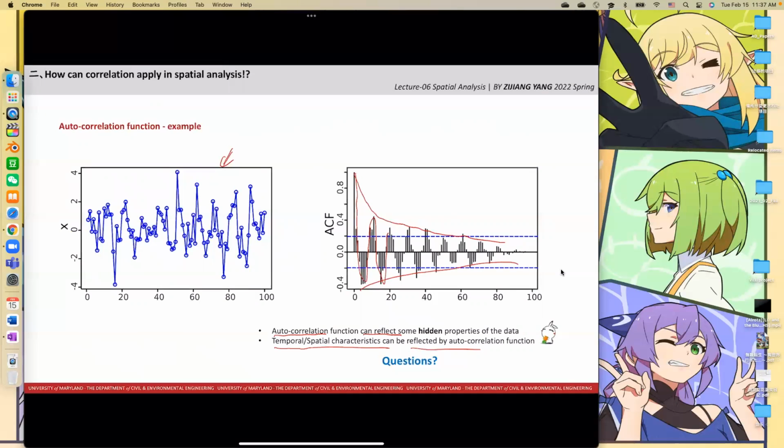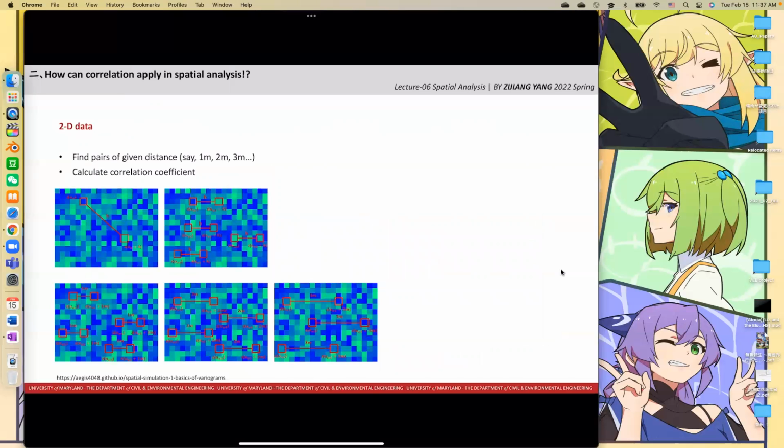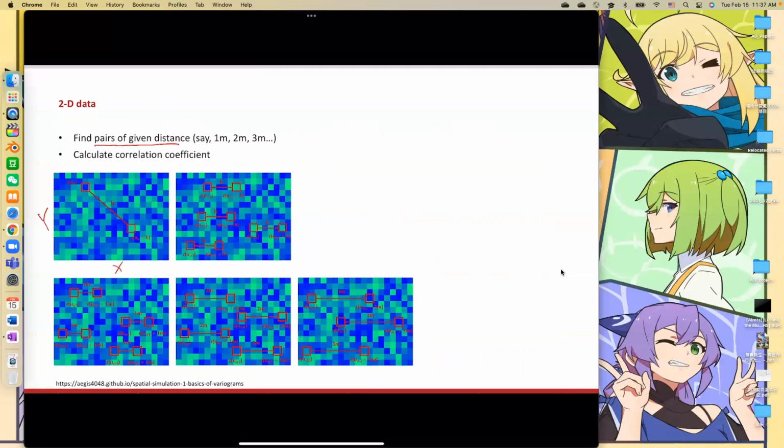No? Okay, so this is only 1D data, but in practice or in spatial analysis, we usually have 2D data. Like we have data of X and Y. So for 2D data, it will be more computationally intense. So first, we want to find the pairs of given distance. For 1D data, we only consider one direction, but for 2D data, we also need to consider the direction of this distance. So actually, we want to find any point that is 1 meter away from this one point.